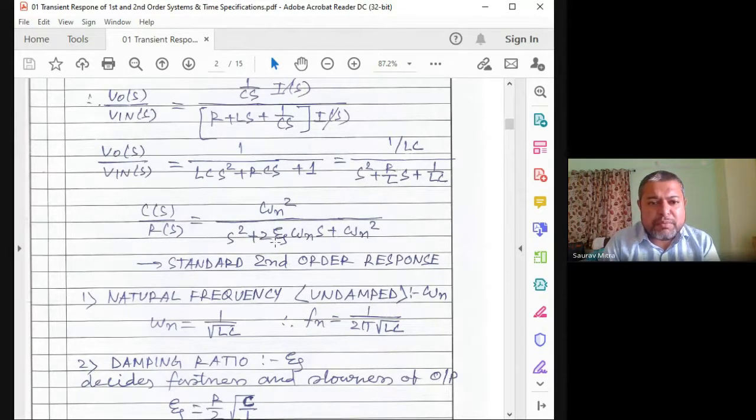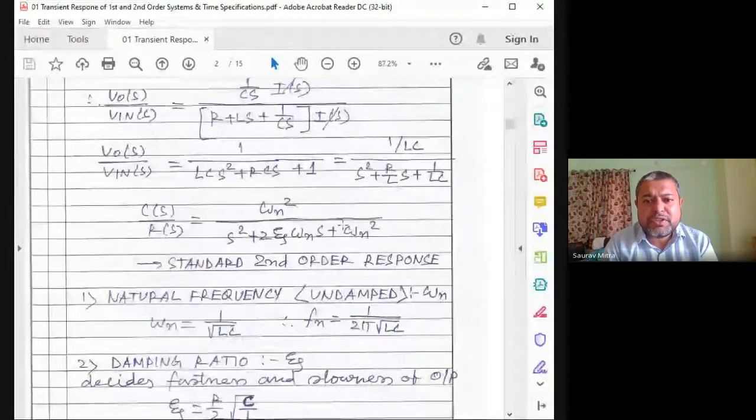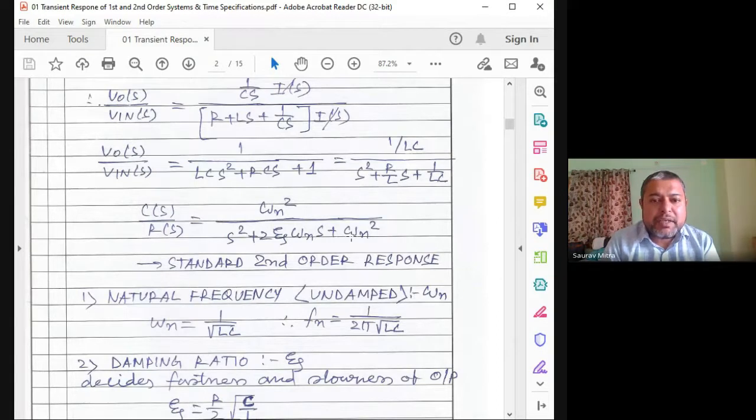So you have to compare these two transfer functions. First, by comparing omega n square with 1 by LC, we have found omega n is 1 by root LC. The unit of omega n is radian per second. Next, you have to compare R by L with 2 zeta omega n.